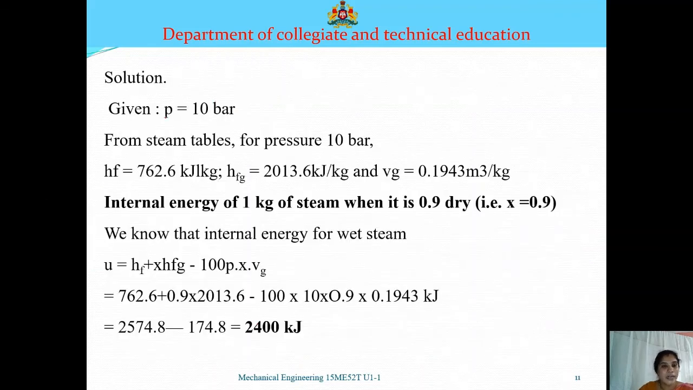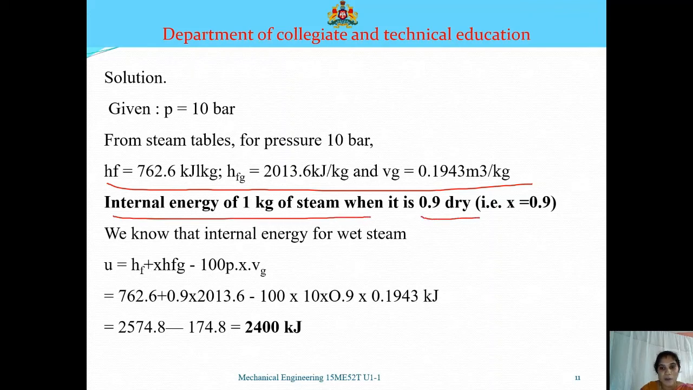As usual, first write down the given data. They have given P as 10 bar. Next, you write it as from steam table for pressure 10 bar. You make a note of all the values that you have taken from the steam table. You take down hf, hfg and vg. And then for the first condition, that is the internal energy of 1 kg of steam when it is 0.9 dry, that is when x equals 0.9.